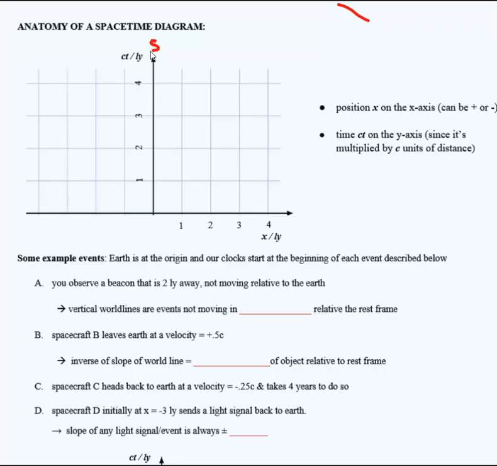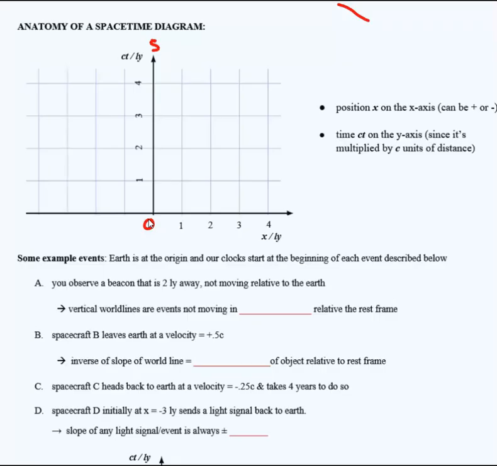And when there's something else moving relative to it, which we'll get into in a little bit, we want to synchronize at least at time 0 and position 0. That's our arbitrary starting point. Okay, so the first event is you observe a beacon that is 2 light years away, a light source, but it's not moving relative to Earth. And you want to show what it would look like on what we call the world line. What is it doing in space and time?